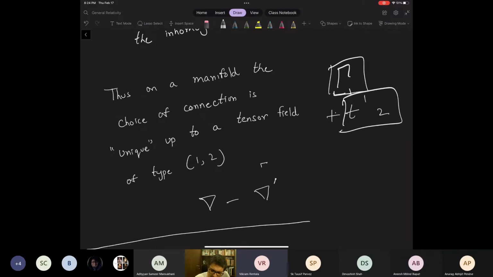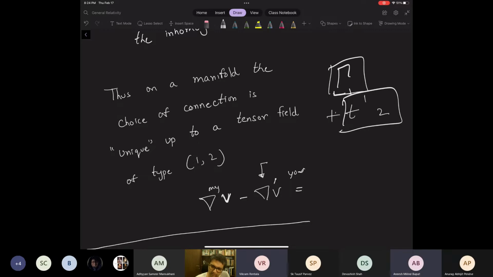Nabla prime. What is nabla prime? Some other different connection. So nabla is one particular connection and nabla prime is another. Good. So I define a derivative using one connection. This is, let's say, my rule, and this is your rule. Yes, for parallel transport, acting on V. Sure, the same vector.